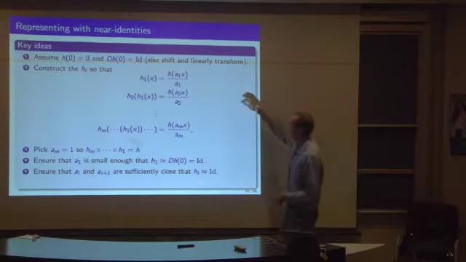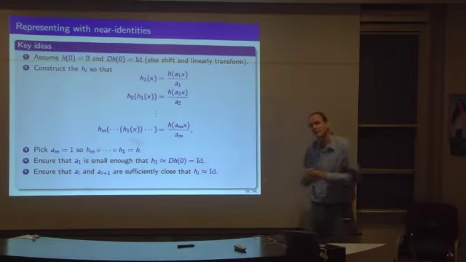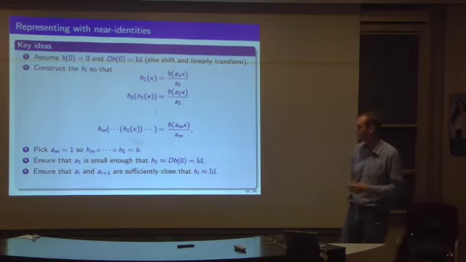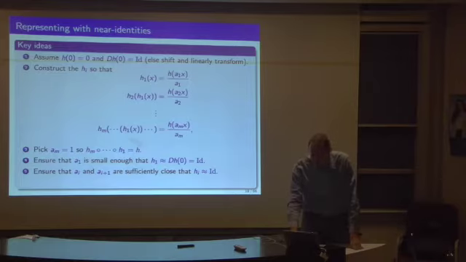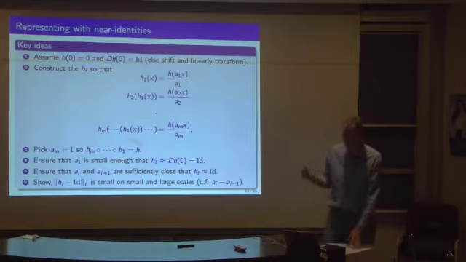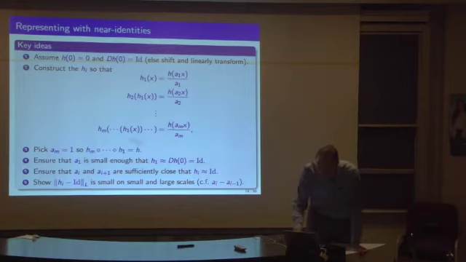And if all of the a_i and a_{i+1} are close to each other, then the h_i that transforms from one to the other is close to the identity. And that last part, there's a little bit of work in proving that, in that you have to prove things on two scales. So there's some detail to that. I'll sweep it under the cover.